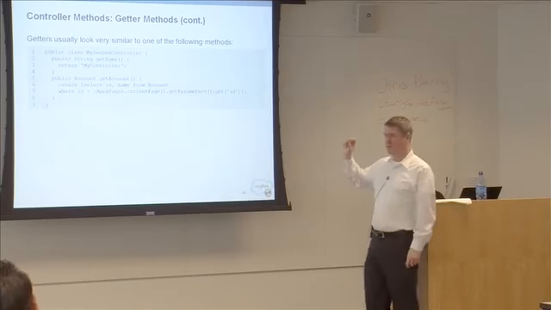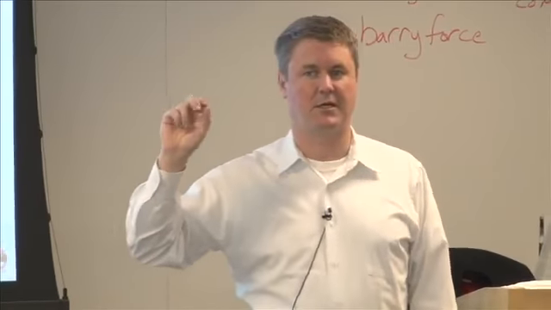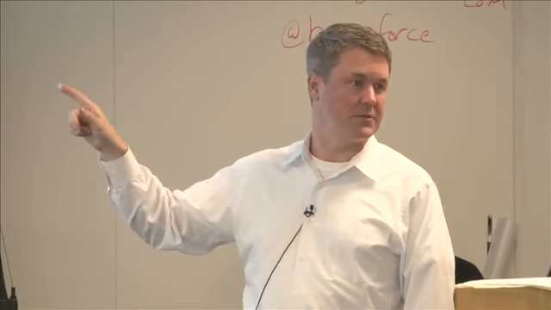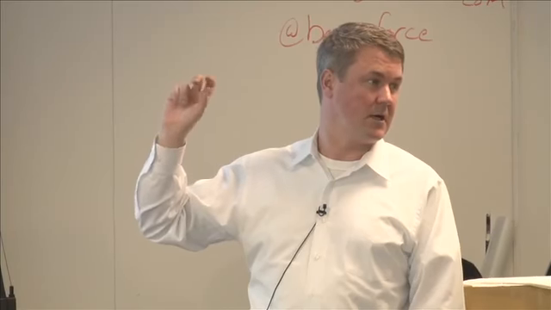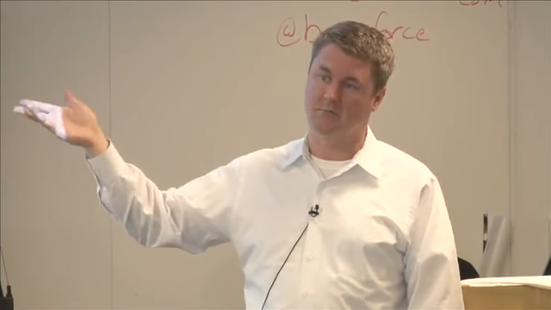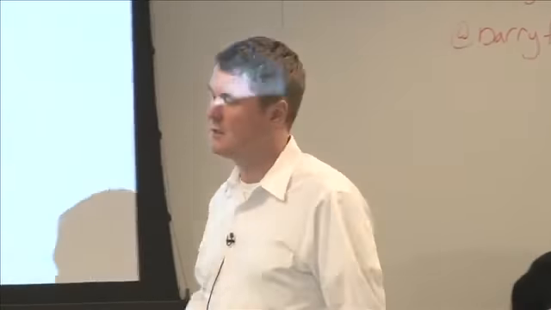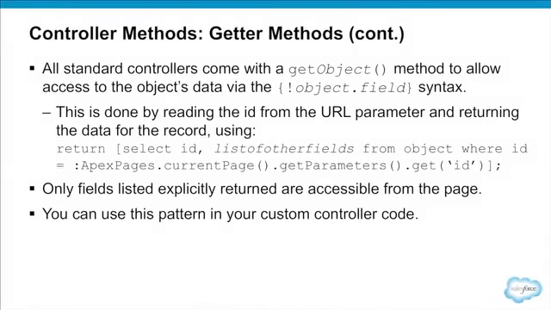There we go. So we could do curly brace exclamation account dot ID because we selected the ID from the database, and then curly brace exclamation account dot name, right? So you only get what you select from your SOQL queries. Okay? So that's the basic idea there.